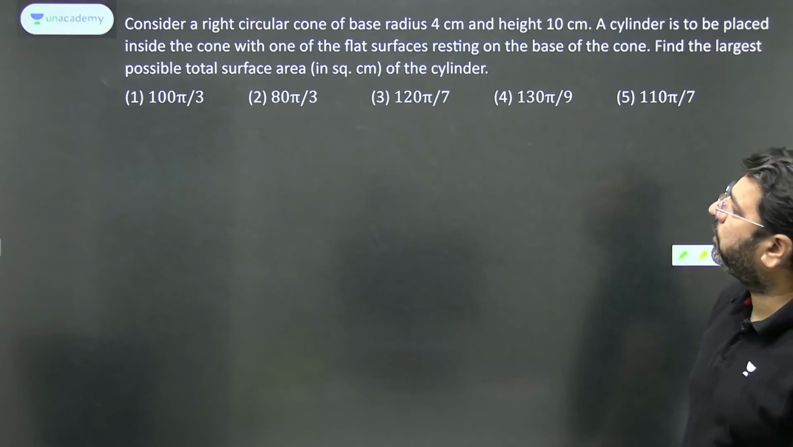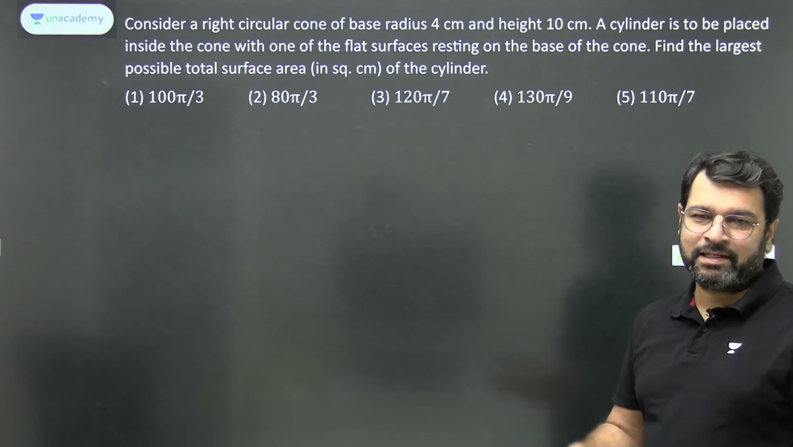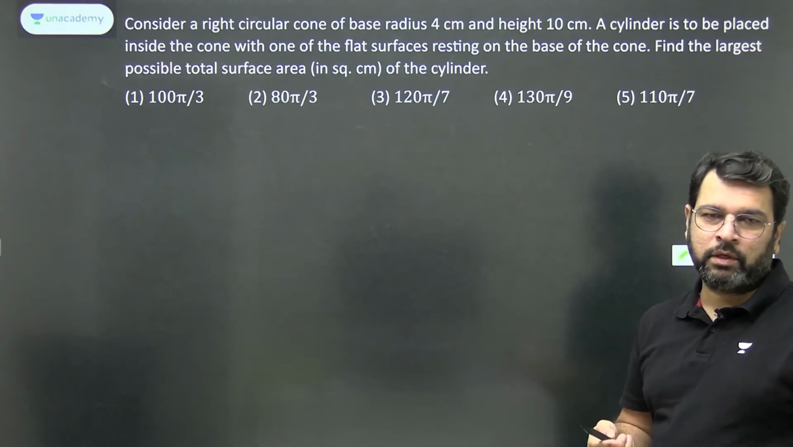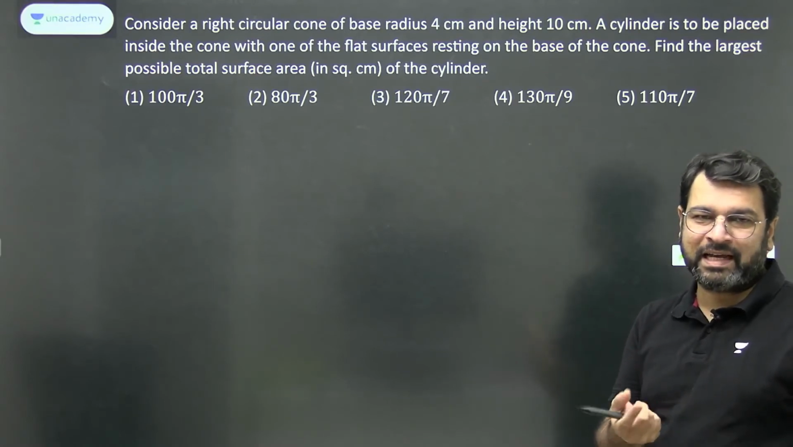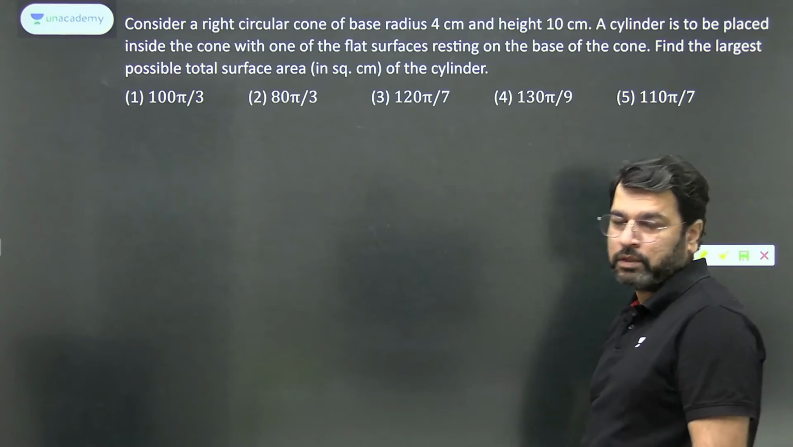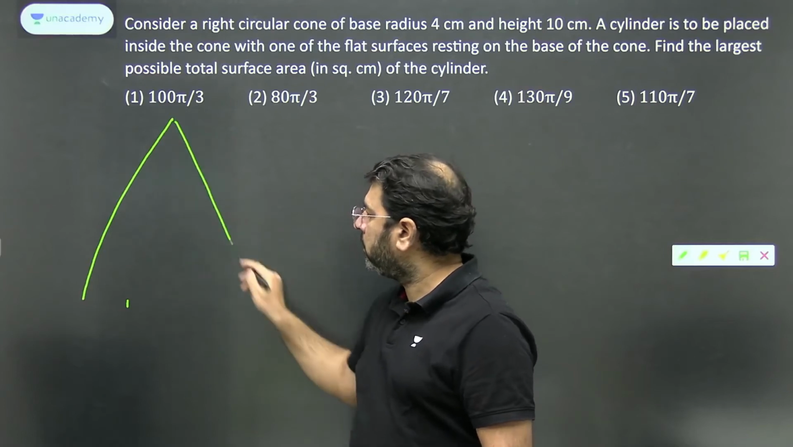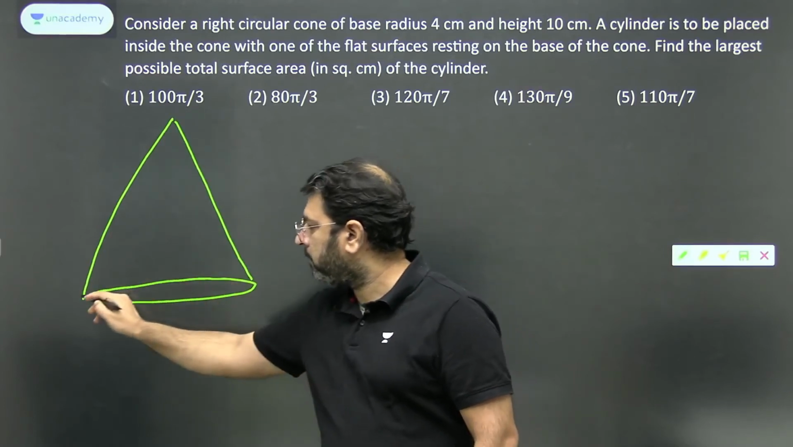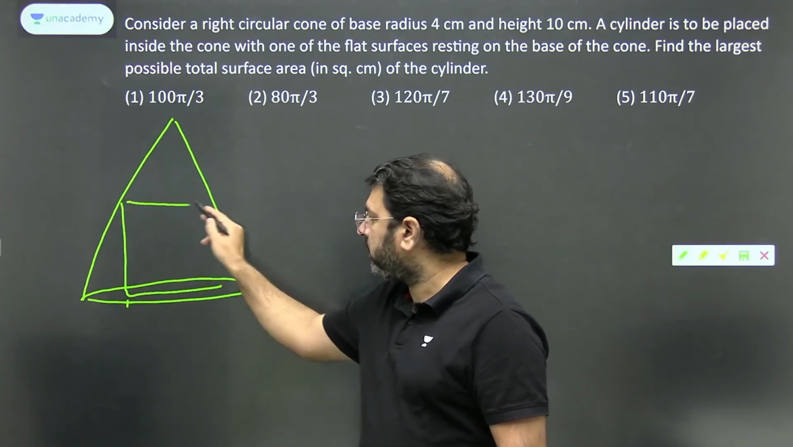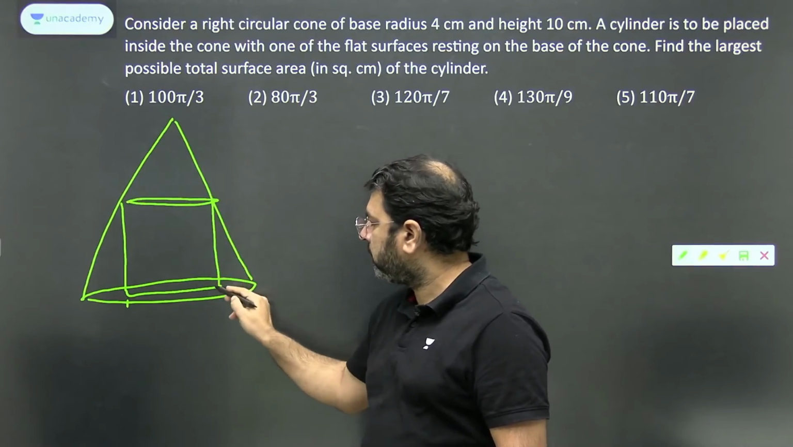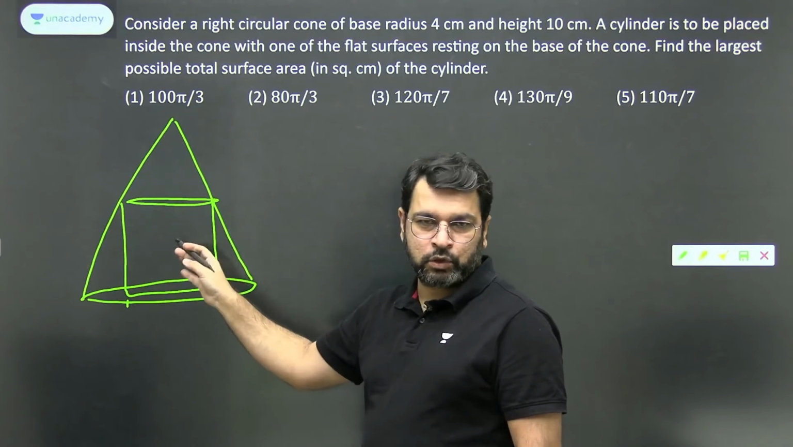Consider a right circular cone of base radius 4 and height 10 centimeter. A cylinder is to be placed inside the cone with one of the flat surfaces resting on the base of the cone. Find the largest possible total surface area of this cylinder. So we have a cone and we need to put a cylinder in it, something like this. We need to maximize the total surface area of this.